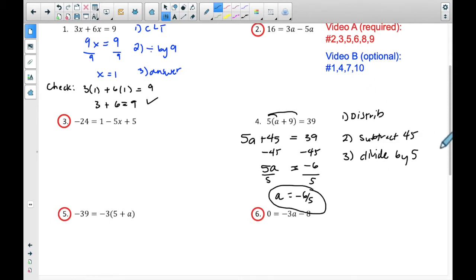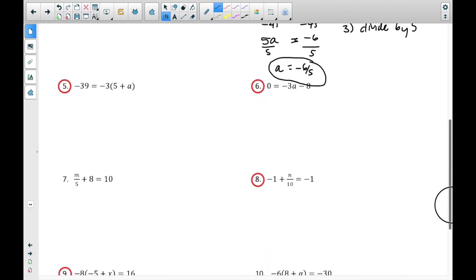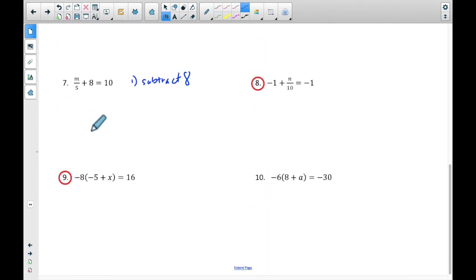Okay, next problem, number 7, and then number 10, and then we'll be done. Okay, again, we're trying to get the variable all by itself. So we're going to subtract 8 from both sides. So on the left, that leaves us with m over 5, and on the right, that leaves us with a 2. We still want to get that 5 all by itself.